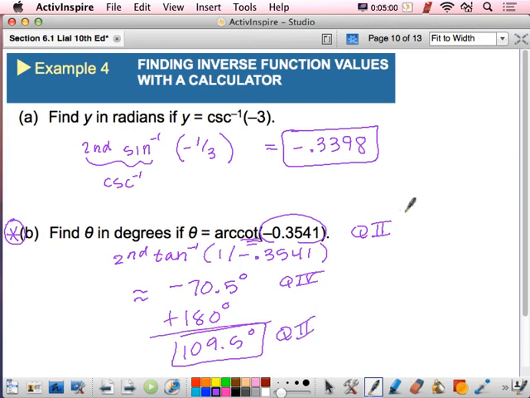And so that's the tricky one. That's the one that people miss. Most people do really well with the calculator problems until they hit a cotangent problem. The other 5, your calculator will give you dead on the money. But cotangent, it will give you quadrant 4 every time, and you have to relocate it into quadrant 2.